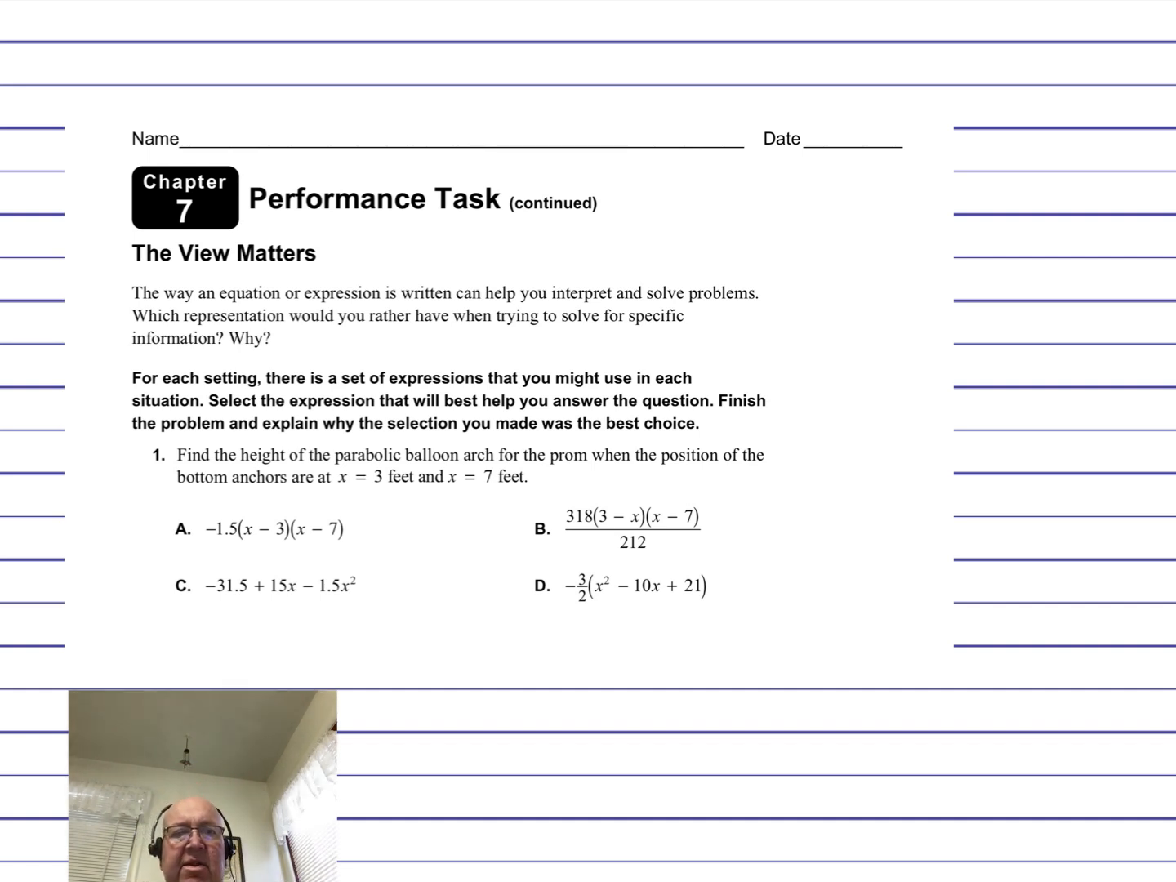So question 1 looks at finding the height of a parabolic balloon arch. So remember the shape of the equation is a parabola. We want to find the height of this arch at its maximum value. We know that the x-coordinates are at 3 and 7, given that that's the feet in between. So we know that there's 4 feet in between.